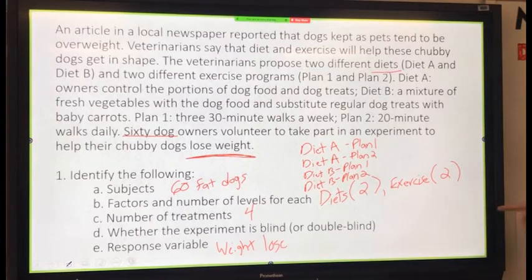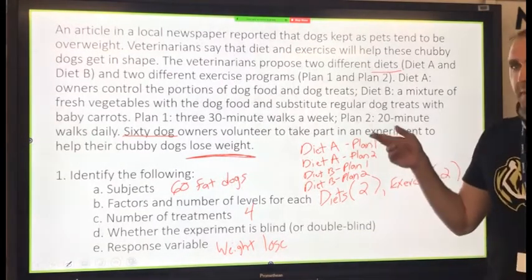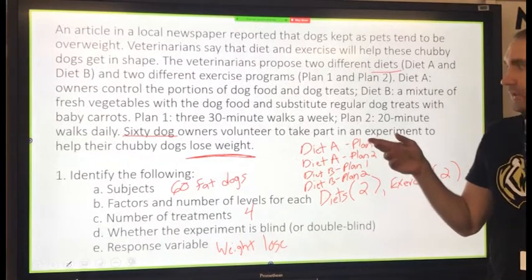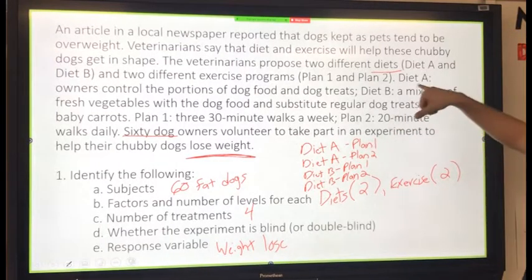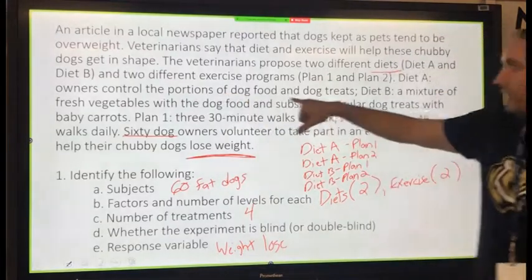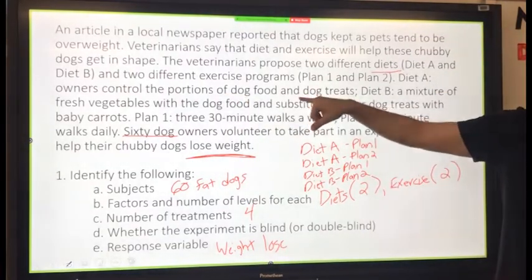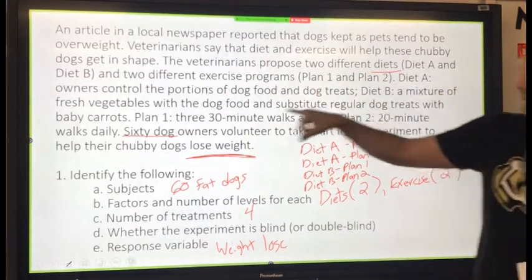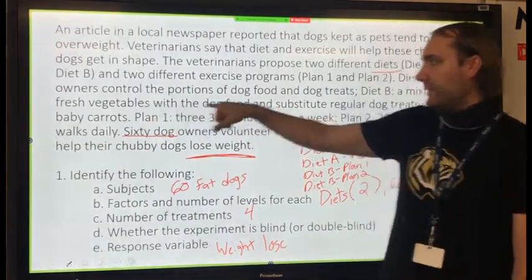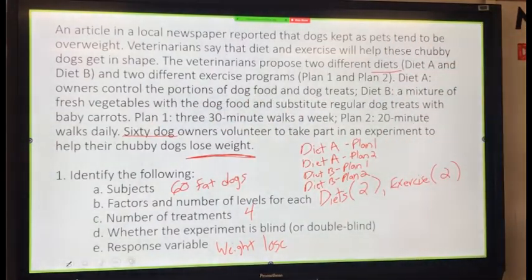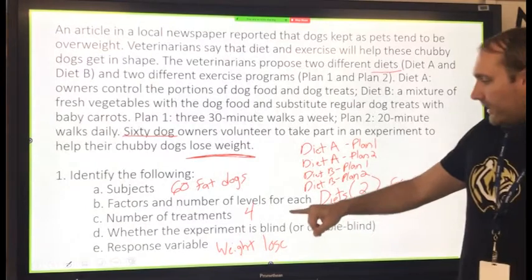And I skipped one here. Is this experiment blind or double blind? First, is this a double blind experiment? No, because what does it say about Diet A? Owners know that they have control of the diet. Diet B owners know that they have the vegetables, a little healthier plan. So it is not a double blind. What about a single blind?